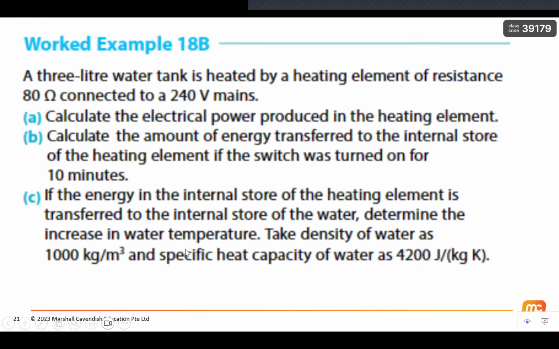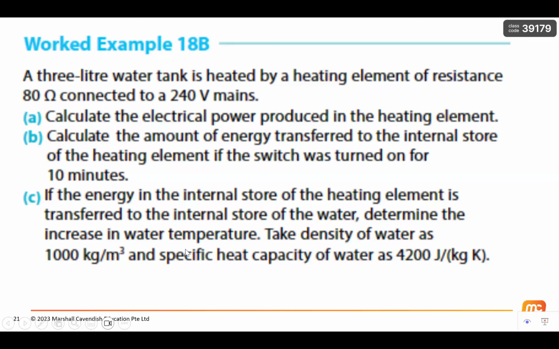Okay, next part, part C. If the energy in the internal store of the heating element is all transferred to the internal store of water, so the heating element transfers heat to the water to boil the water up, determine the increase in the water temperature. Take the density of water as 1000 kg per meter cube and the specific heat capacity of water as 4200 joules per kg Kelvin. Okay, so I need to determine the increase in the water temperature.